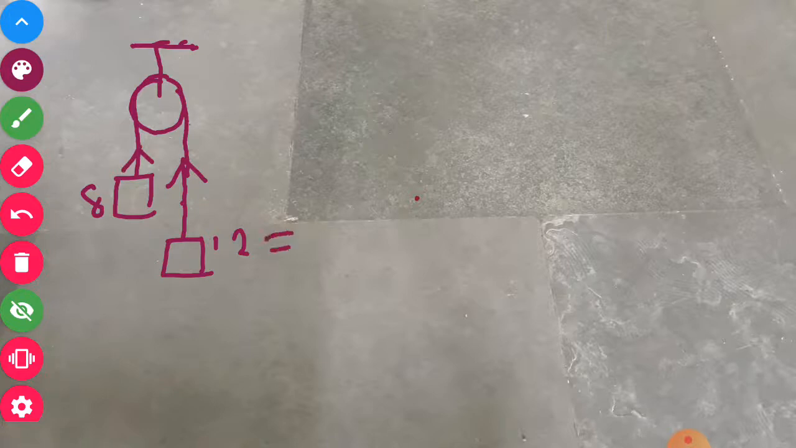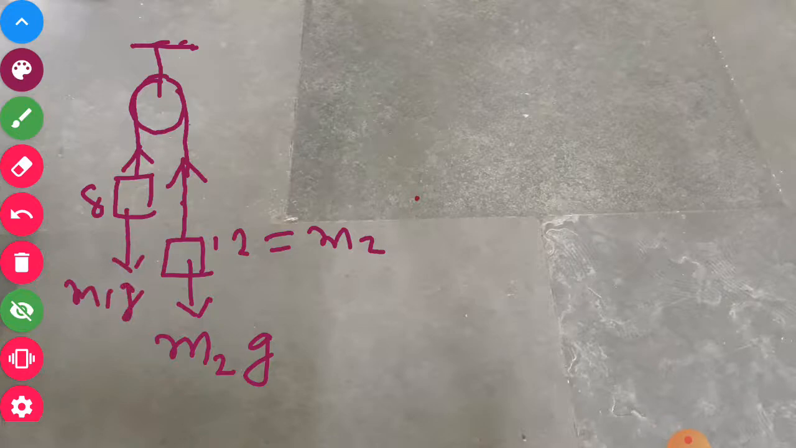This mass is m2, so the force in the downward direction will be m2g, and here the force in the downward direction will be m1g. Now try to understand, the resultant force can be easily calculated. One force is in this direction and the other force is in this direction.